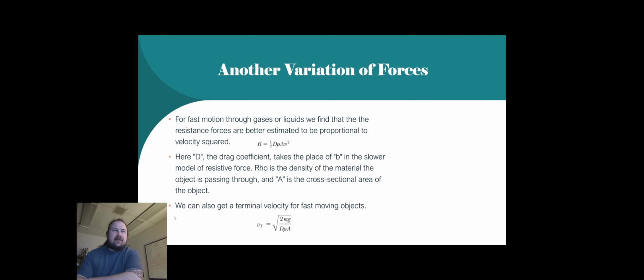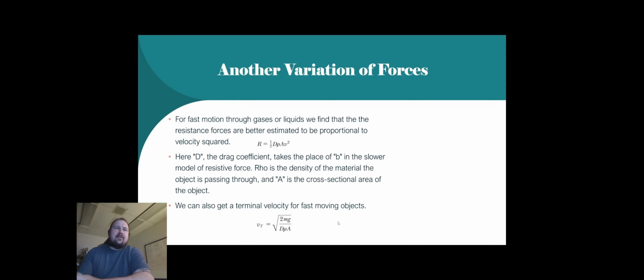If we're traveling at a fast speed, there is another variation. For fast motion, we find that the resistive forces are better estimated to be proportional to the velocity squared, because v squared would exponentially increase that resistive force. So we have a different model, and there's a couple other variables that we've thrown into the fast model because more things play a part.